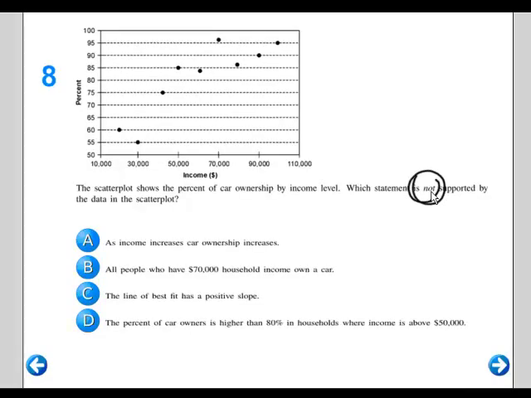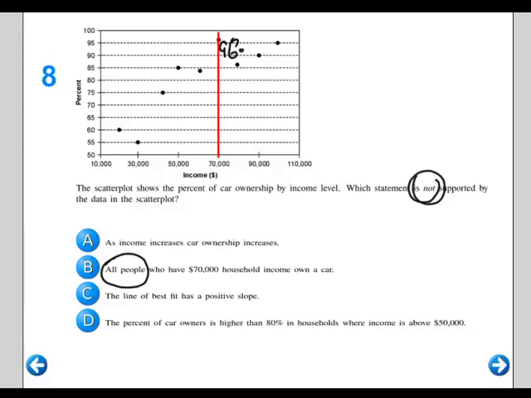Okay, B: all people who have $70,000 household income own a car. So here's the people that have $70,000. If everybody owns a car, what's your percent? 100% if everybody owns a car. Is that at 100%? No. It's at about what percent? About 97. So about 96% of the people with this income, but that's not what they asked. They said all people. So that's not the one that's supported. Not all people who make 70,000 own a car.